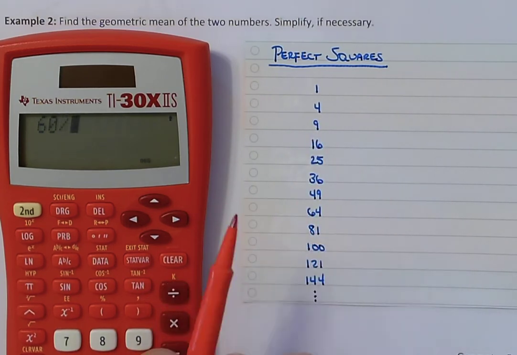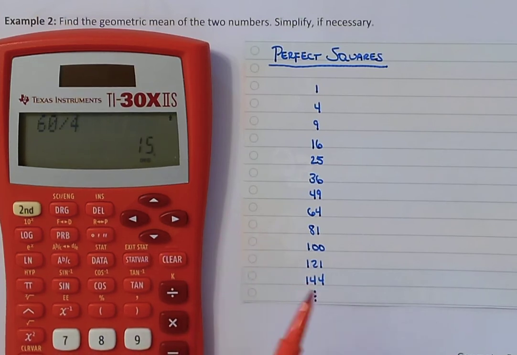If we do 60 divided by 4, we get 15. Or we get 12, sorry. No, 15. If we do 60 divided by 4, we get 15. My apologies. So that is going to be our largest perfect square that divides into 60.